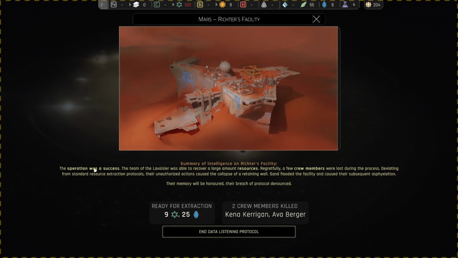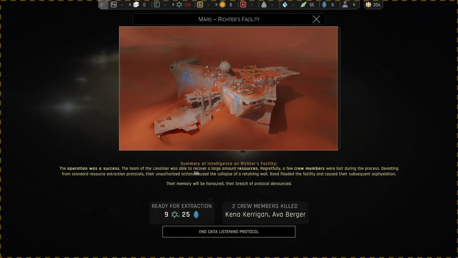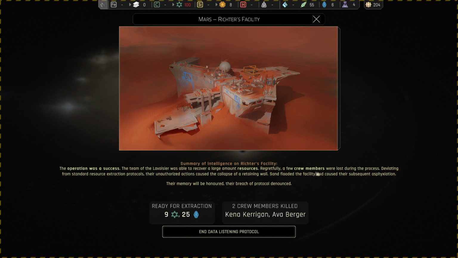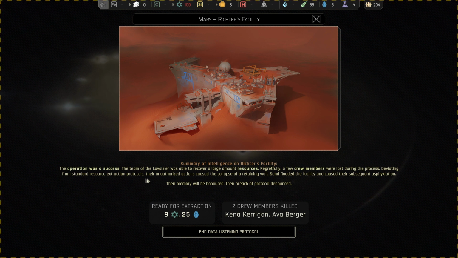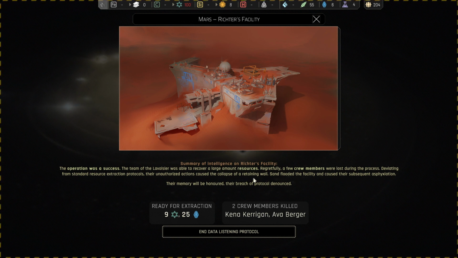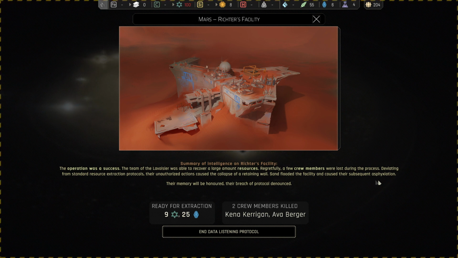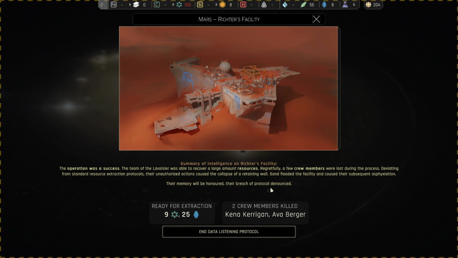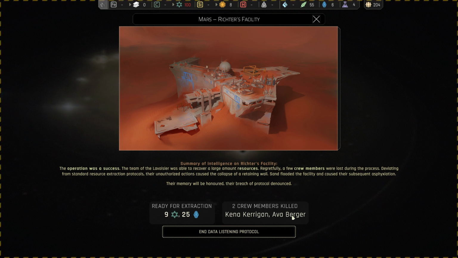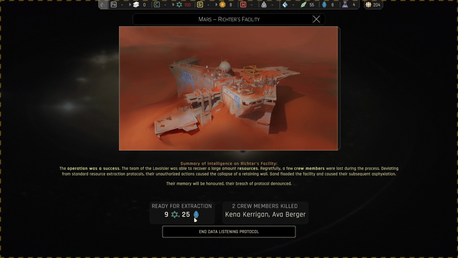The operation was a success. The team was able to recover a large amount of resources. Regrettably, a few crew members were lost in the process. Deviating from standard resource extraction protocols, their unauthorized actions caused the collapse of a retaining wall, sand flooded the facility, and caused subsequent asphyxiation. Their memory will be honored. Their breach of protocol denounced. So we lost two crew members for 9 polymers and 25 pods.